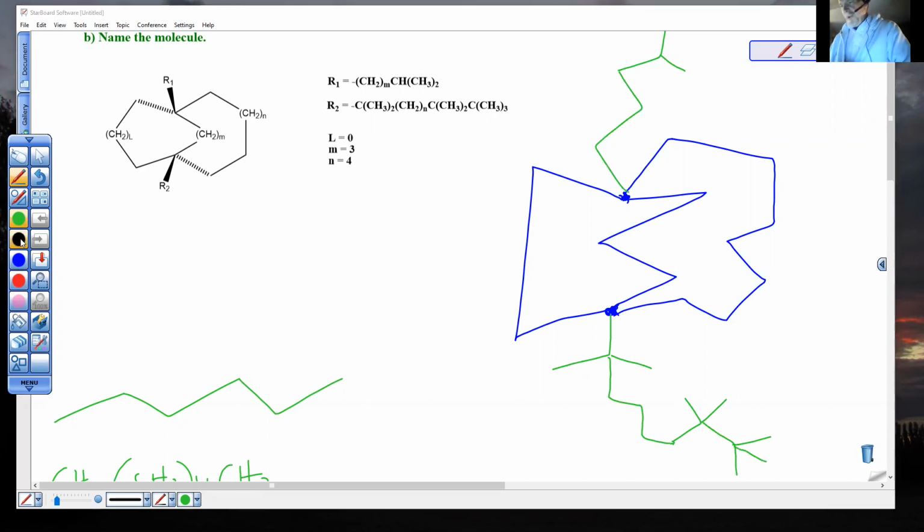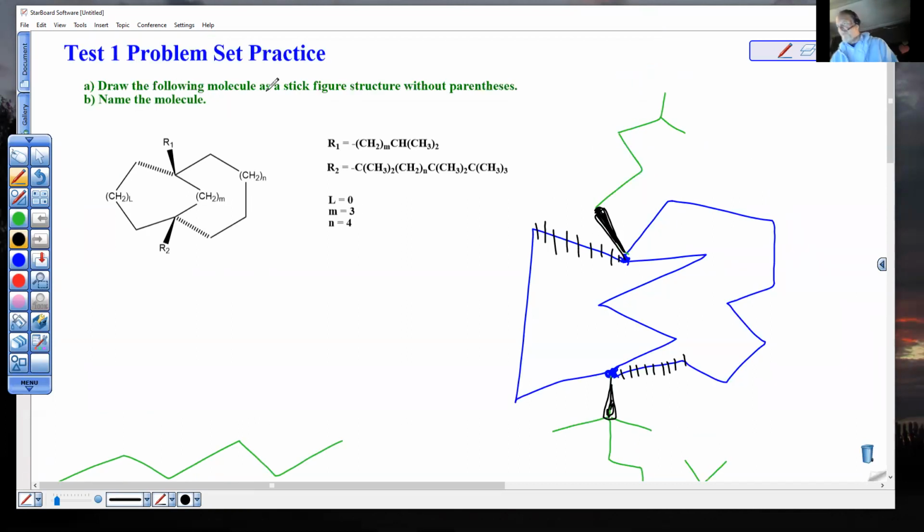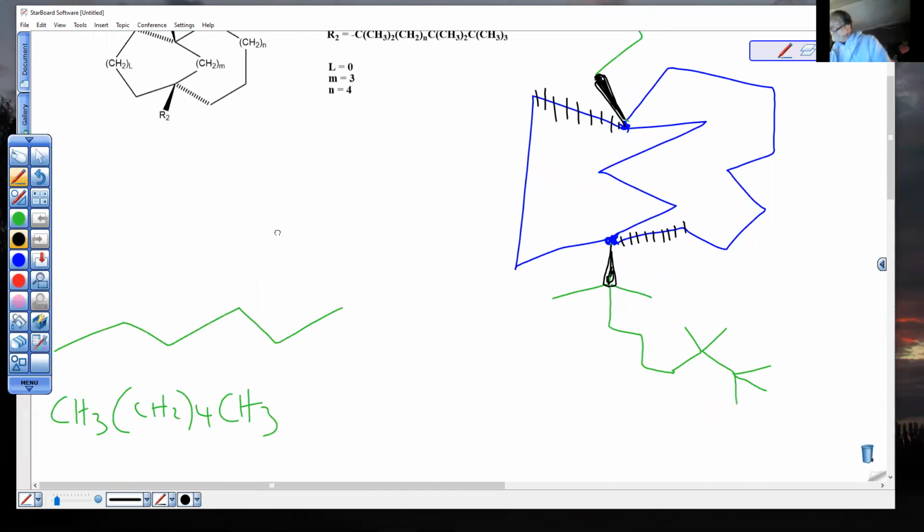And just so we're accurate with wedges and dashes, that was a wedge. Make sure it goes all the way. And that was a dash. Make sure it goes all the way. Similarly down here, this is a wedge. And this is the dash. Okay, so we've accomplished step A, which was to redraw the following molecule as a stick figure without parentheses. And now we're about to name it.